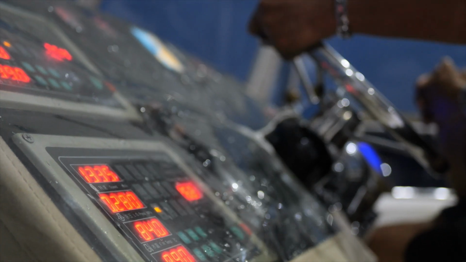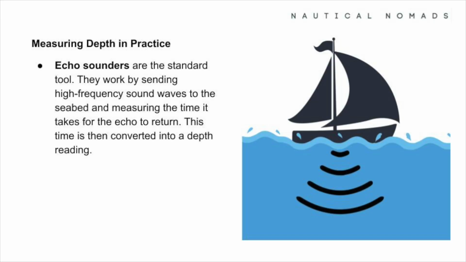Most modern echo sounders allow you to set the display to show depth either from the transducer or from the keel. The latter is more useful for navigation, as it helps you avoid running aground. Additionally, many echo sounders include alarms for shallow or deep water. These are especially helpful when operating in unfamiliar or hazardous areas.